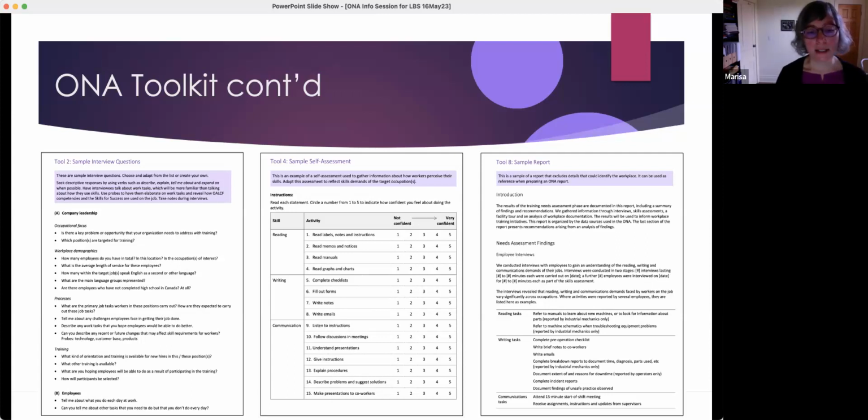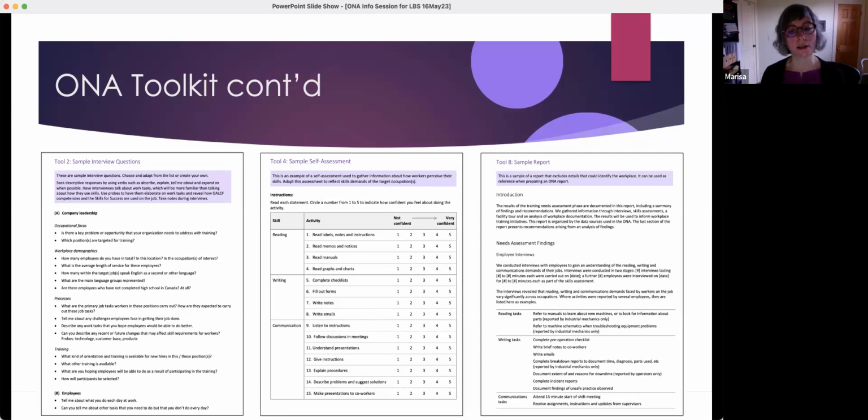The other sample that we're displaying here is tool number 4, a sample self-assessment. Again, the same idea. It could be used as is, or it could be used as reference to create a self-assessment that is even more applicable in the employment context that the ONA is taking place. Tool 8 is a page from a sample report.